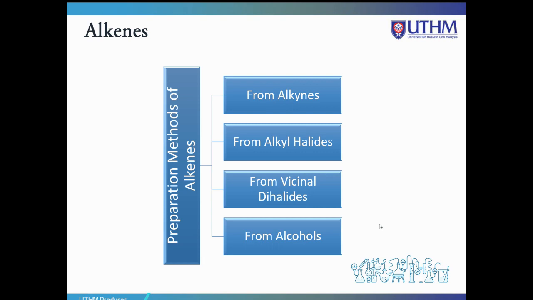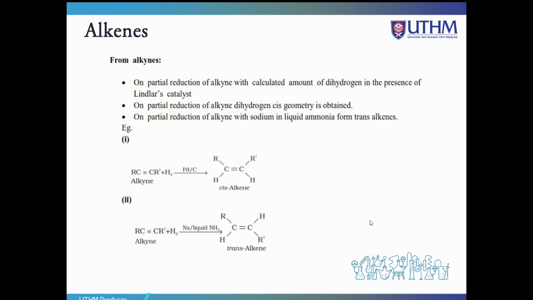The second group of hydrocarbon is alkene. Alkene can be prepared from alkyne, from alkyl halide, from vicinal dihalide, and it can also be synthesized from alcohol. The first method to produce alkene is from alkyne. On partial reduction of alkyne with a calculated amount of dihydrogen in the presence of Lindlar catalyst, cis geometry is obtained. On partial reduction of alkyne with sodium in liquid ammonia, it will form trans-alkene.